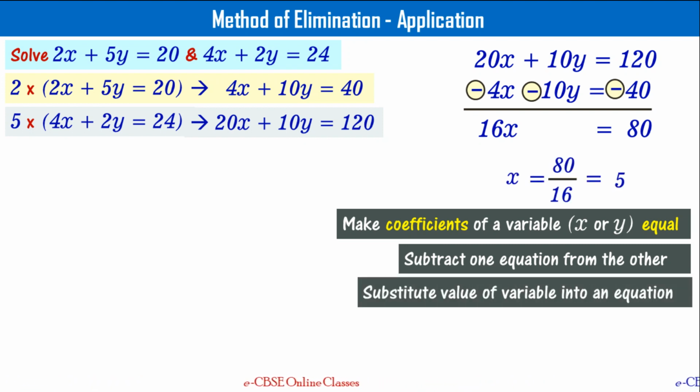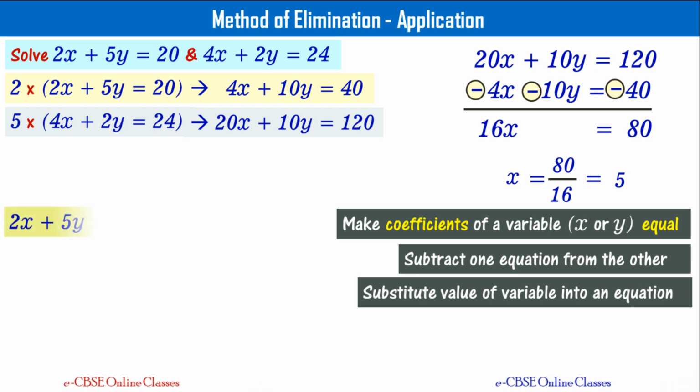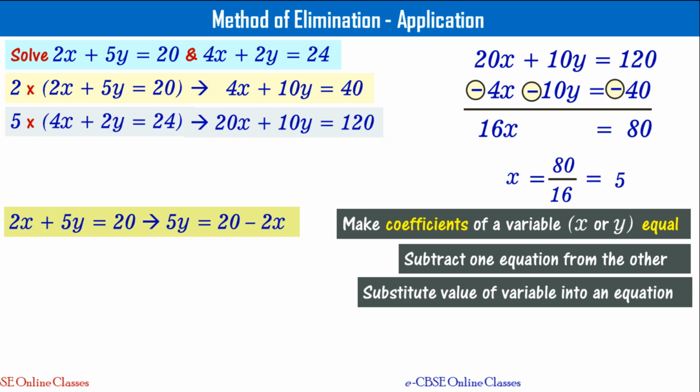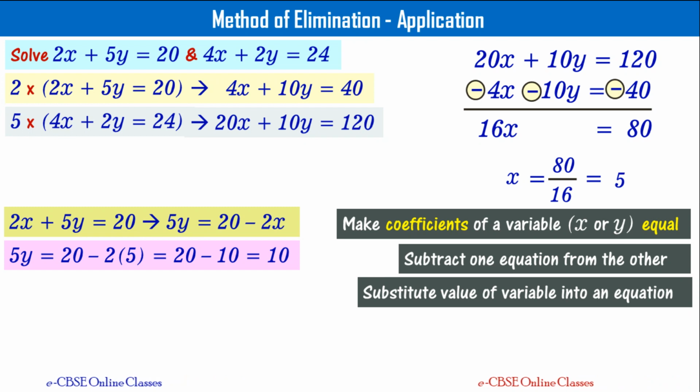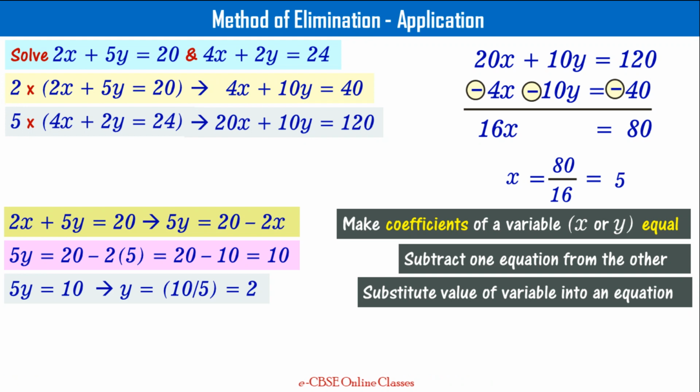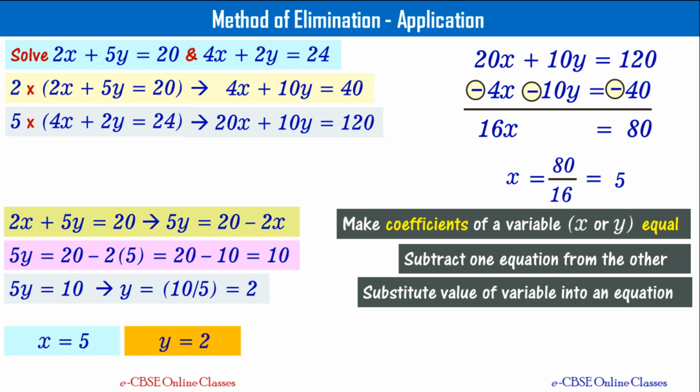Now let's go to the third step. Substitute value of x into any of the equations. I chose 2x plus 5y equal to 20. So I can rearrange it and write it as 5y equal to 20 minus 2x. Let me substitute x equal to 5 into this equation such that 5y is equal to 10. It means y equal to 2. X equal to 5 and y equal to 2 is the solution for the given pair of equations. This is exactly equal to the solution we have gotten earlier also.